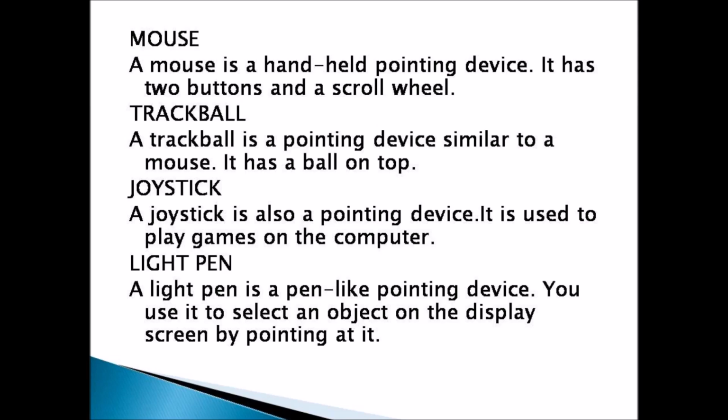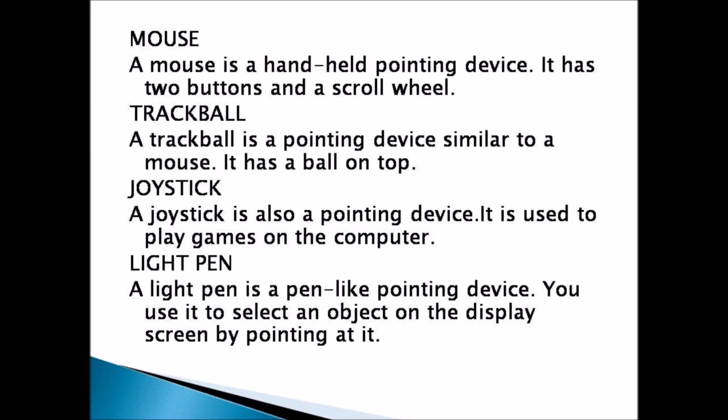Okay children, the next one is the light pen. A light pen is a pen-like pointing device. We use it to select an object on the display screen by pointing at it. How can we select the object on the display screen? By pointing at it. We can also use it to draw directly on the screen. A light pen is mostly used by engineers, architects and fashion designers.